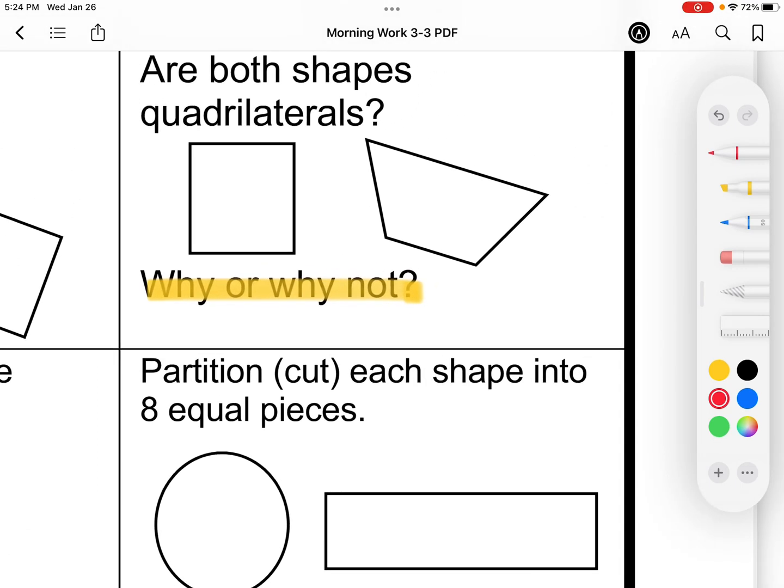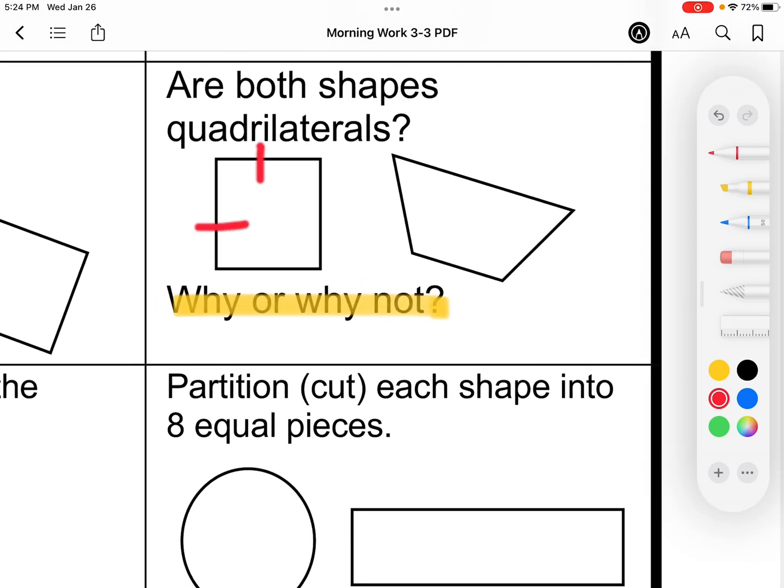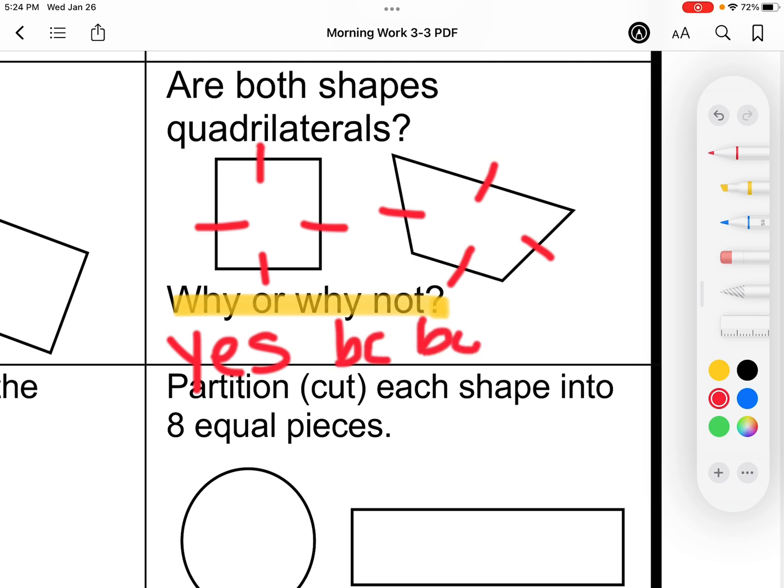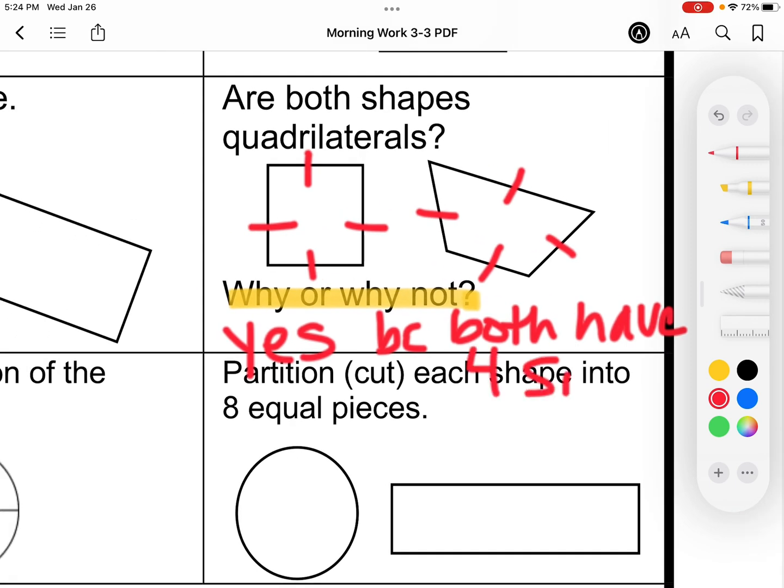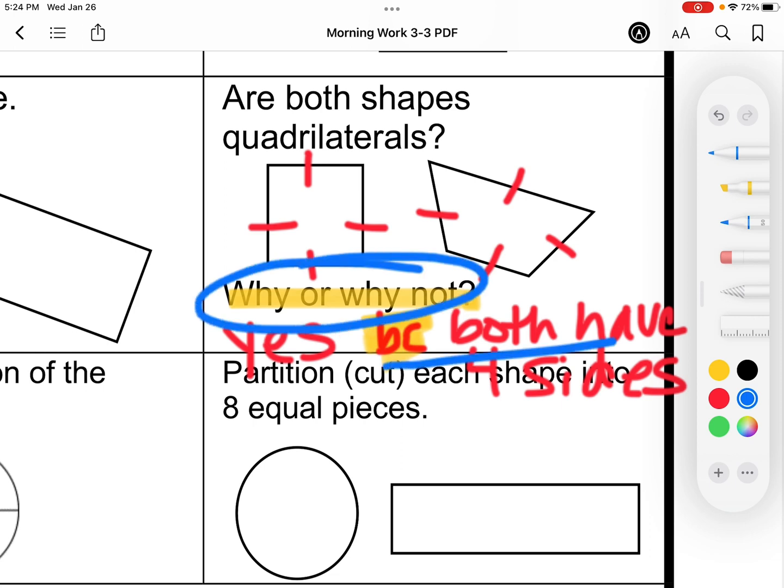So when you come over here, are both shapes quadrilaterals? We've got 1, 2, 3, 4 sides, and 1, 2, 3, 4 sides. So yes, and then we can do shorthand. We can just do BC. Both have 4 sides. So yes, you do have to have the because, because that is what is answering the second part of your question. If you are not explaining it, and if that was on a test, then you would get that part wrong. So make sure that you're answering both questions, since there are 2 here for you.